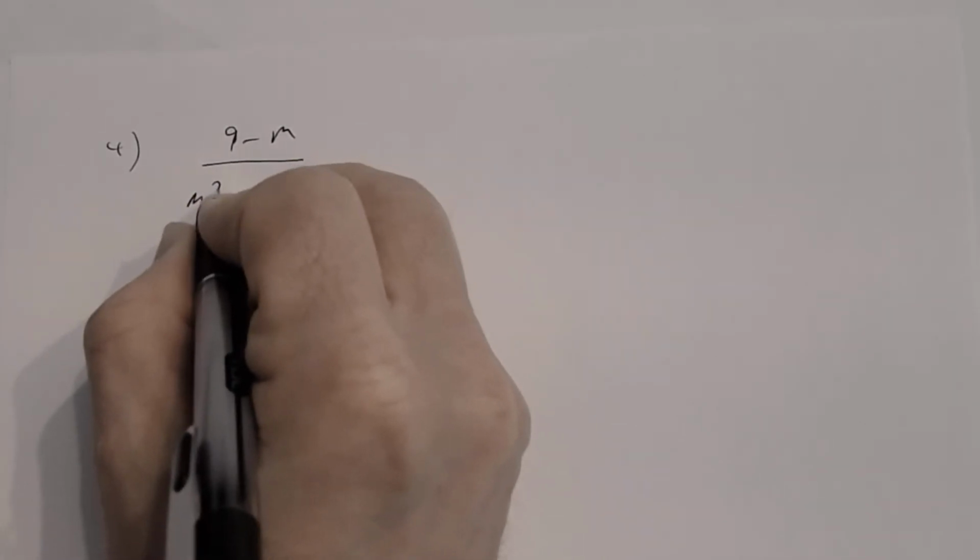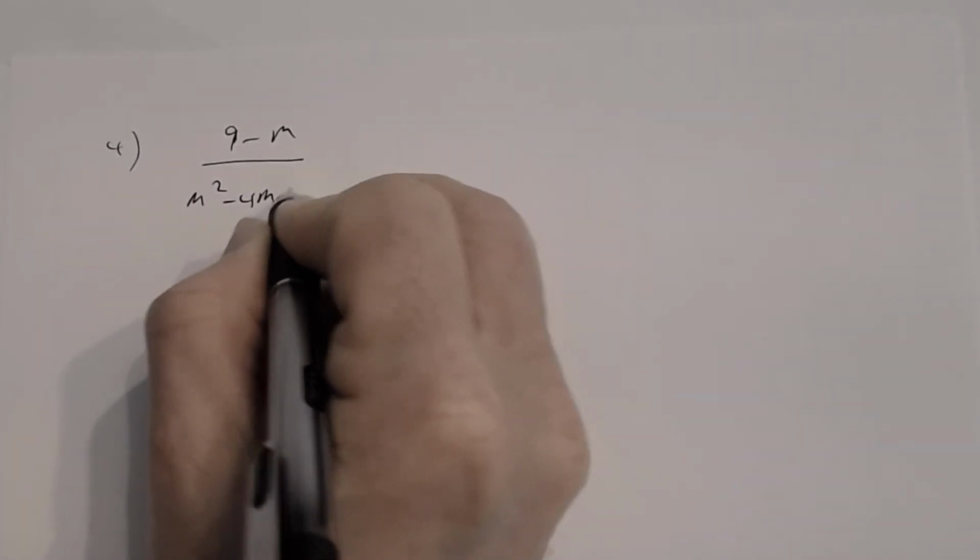Okay, number 4. Let's suppose in number 4, we have (9 minus m) divided by (m squared minus 4m minus 45).